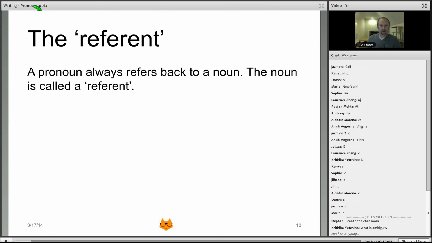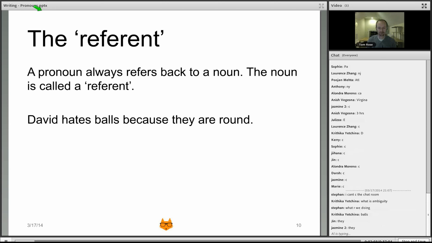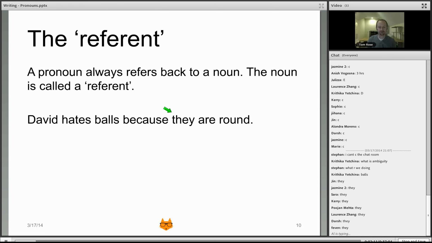So, the referent. A pronoun always refers back to a noun. And the noun that it refers back to is what we call the referent. So, for example, David hates balls because they are round. Consider that sentence there. So what in that sentence is a pronoun? Yes, they is the pronoun here.